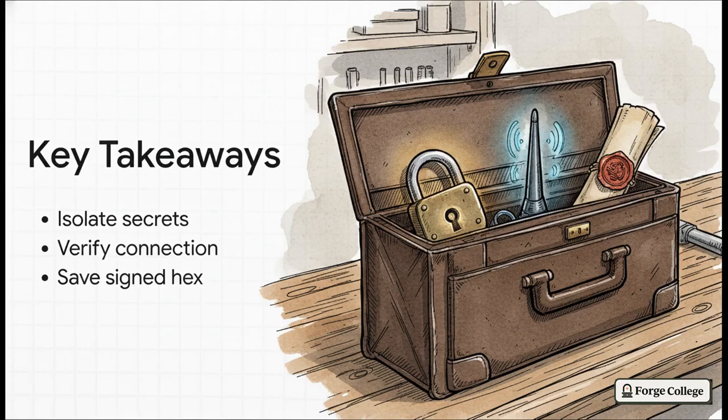First, always isolate your secrets safely in your .env file. Second, explicitly verify your testnet connectivity and ensure you're on the correct chain ID. And third, and most importantly for our capstone, save the outputted hex string into a file called sign-tx.hex. We are essentially creating an auditable chain of evidence here: your script, your .env file, and your printed hex. We're packing all these into a folder to take to the testing ground.